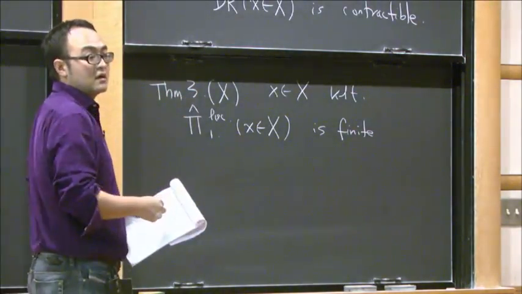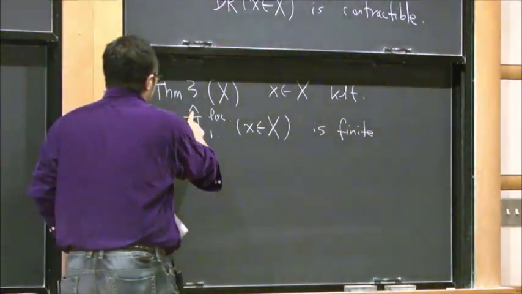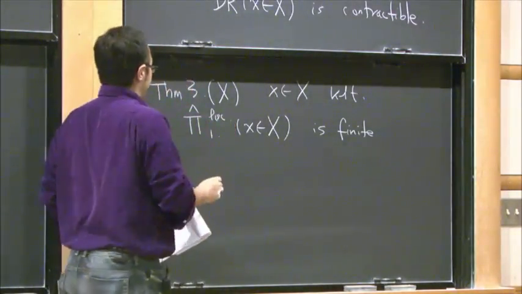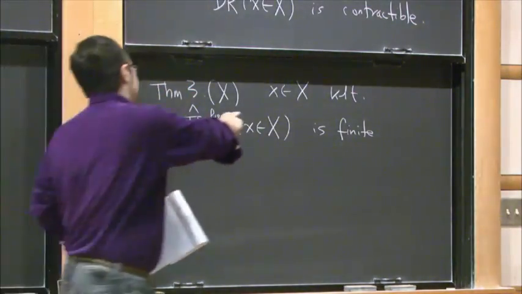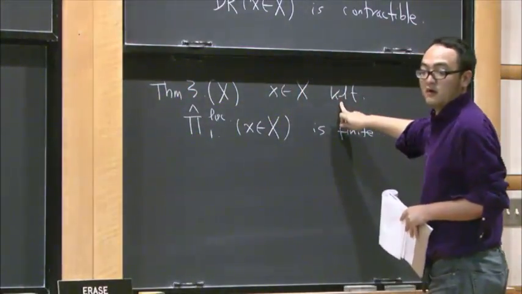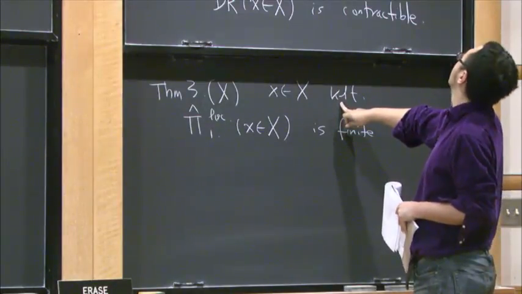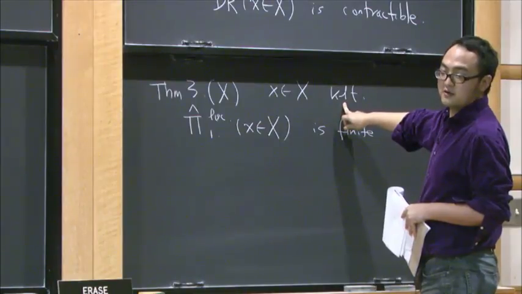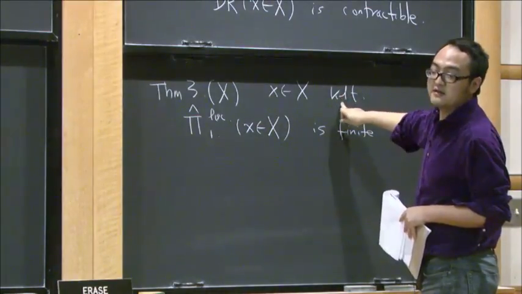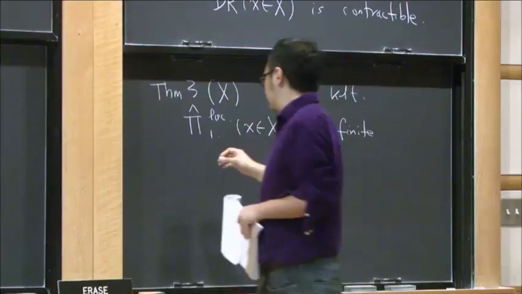Sorry, I can't read this. This is local. Yeah, sorry. Maybe if it's right. X is KLT. Actually, I don't need isolated, just count multi-log terminal. I'll define this in a minute.